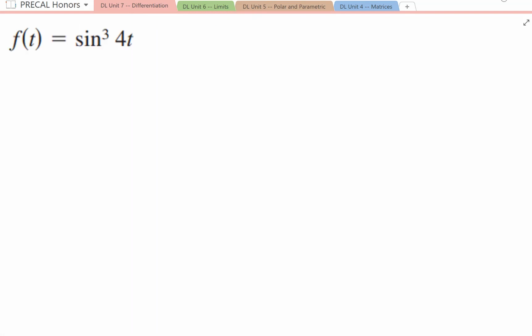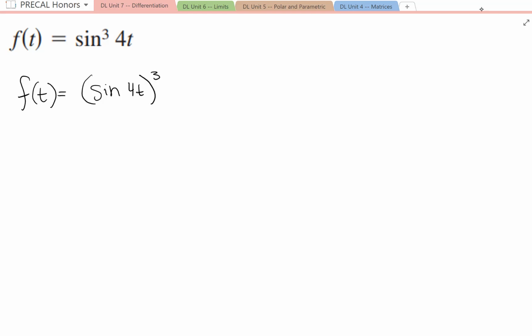We're going to try one more example. This one, kind of tricky. I'm going to begin by rewriting the cube part on the outside, since that helps me when I'm doing chain rule. So this would be sine of 4t, cubed.